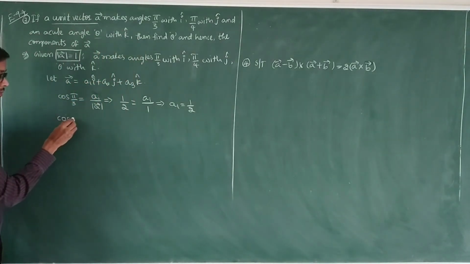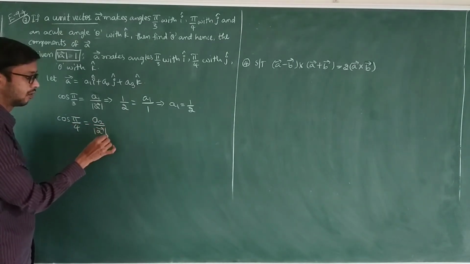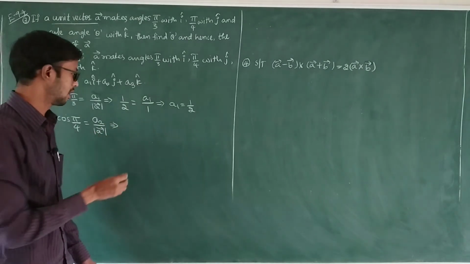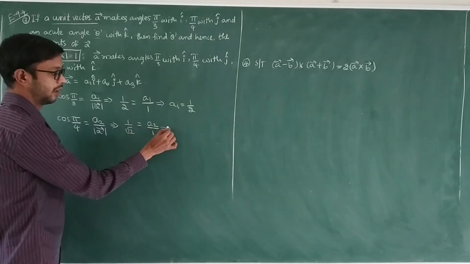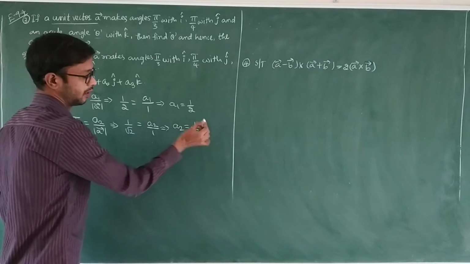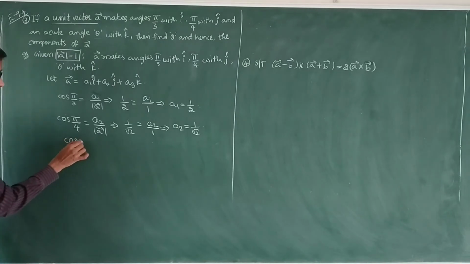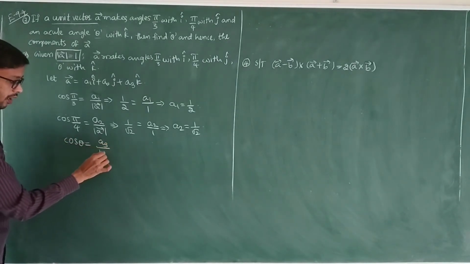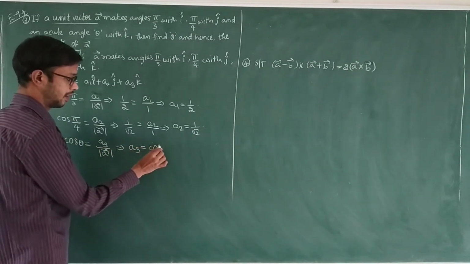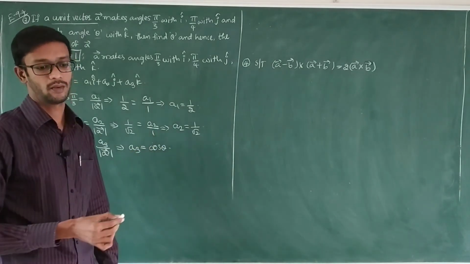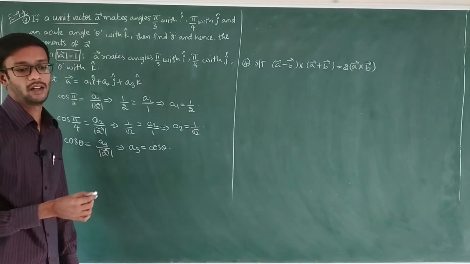Next, cos pi by 4 is equal to the second coefficient by magnitude of A bar. Cos pi by 4 is 1 by root 2, equal to A2 by 1, that implies A2 is equal to 1 by root 2. Next, cos theta is equal to A3 by magnitude of A bar, implies A3 is equal to cos theta, because magnitude of A bar is 1.